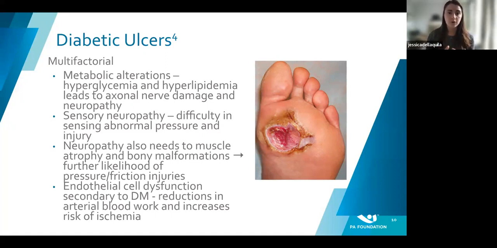So this is super important for our primary care folks. A sensory exam and examination of the bottom of the feet should really be done on any pre-diabetic or diabetic patient.